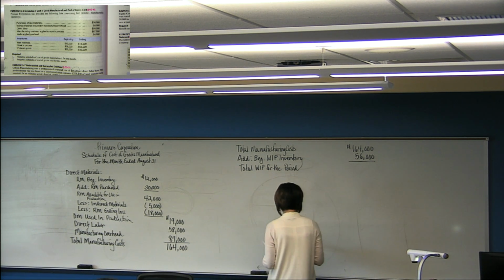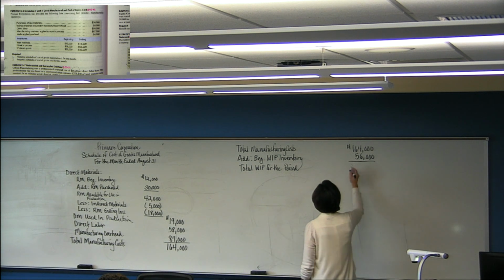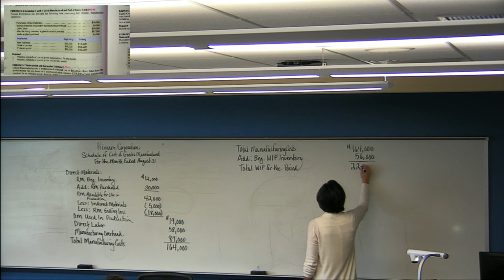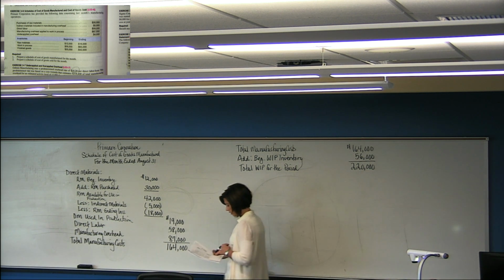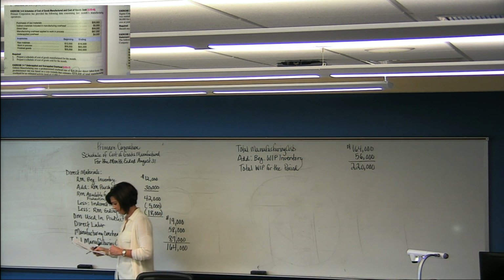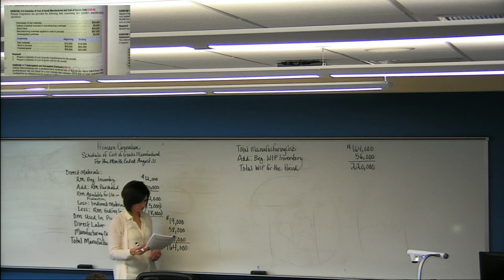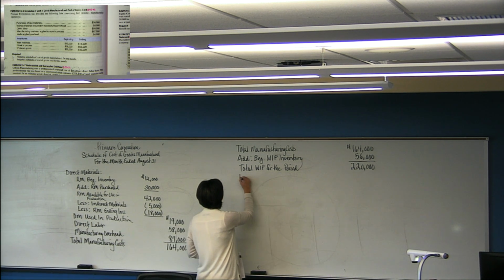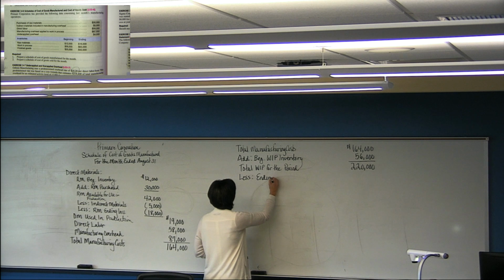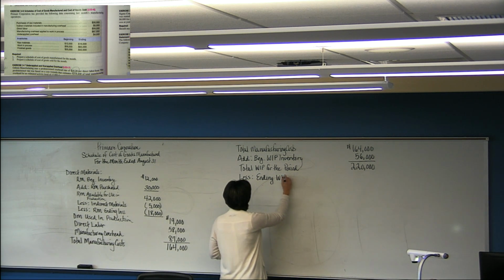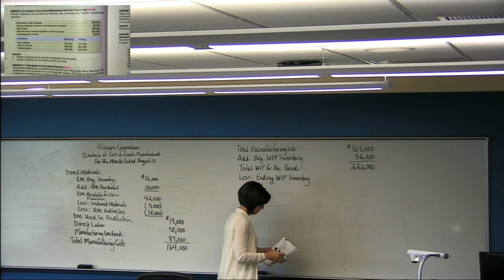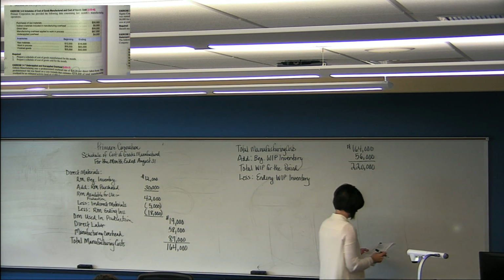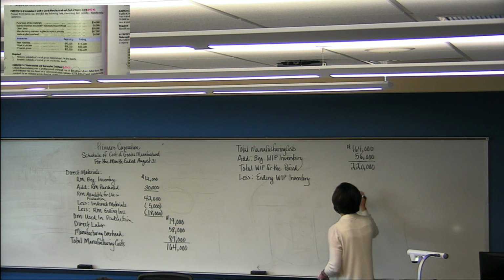Okay, so 164 plus 56. 220. Okay. According to your guide, what do we do next? Subtract what? Yep, subtract ending work in process inventory. And what's that number? 65,000.